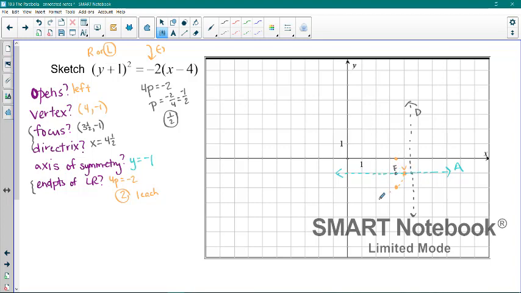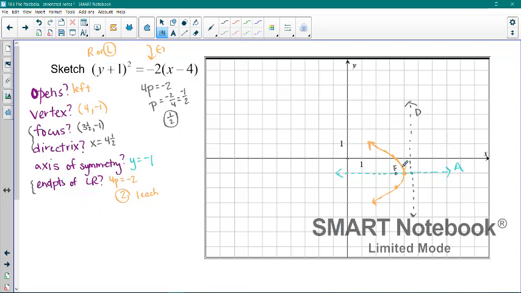I can sketch in my parabola now. That's really nice. I didn't take it all the way to the y-axis because I don't like to not know where it's going to hit the y-axis. It's okay, but that's just a personal preference of mine.